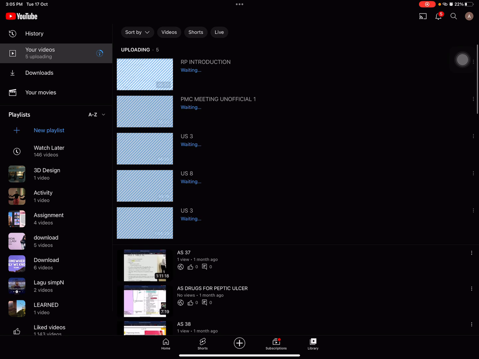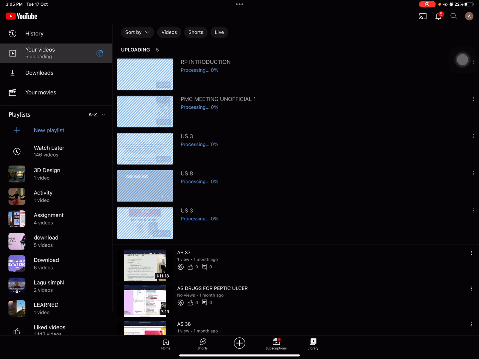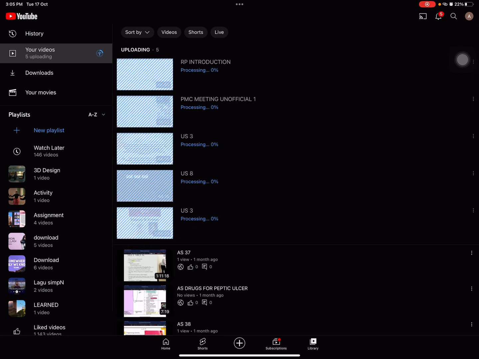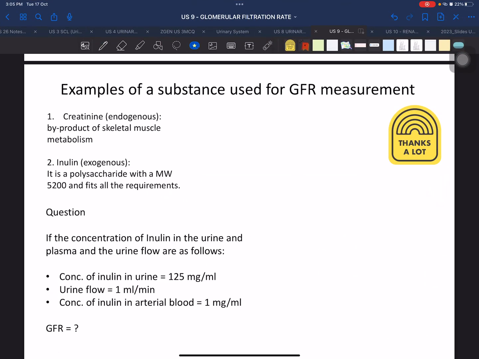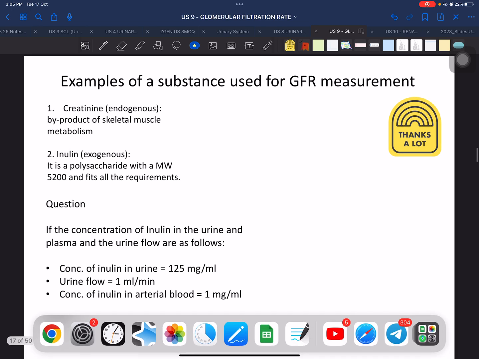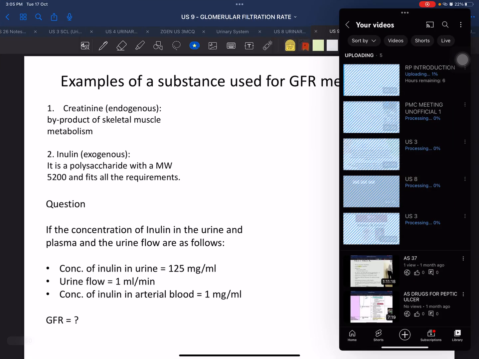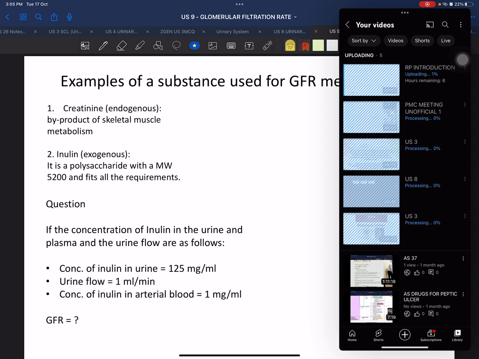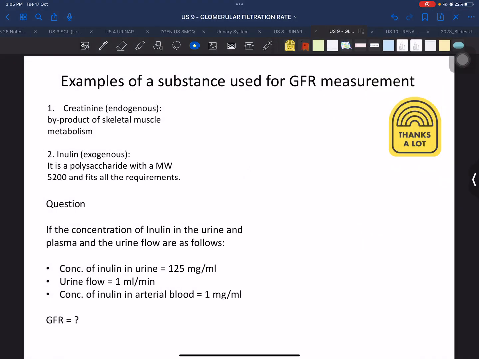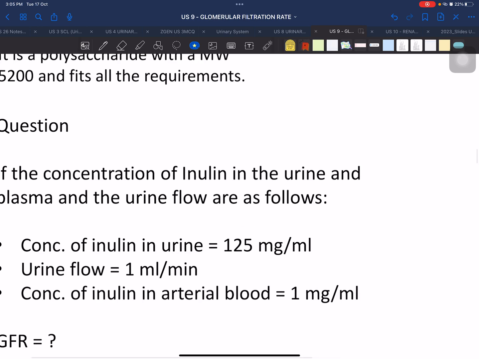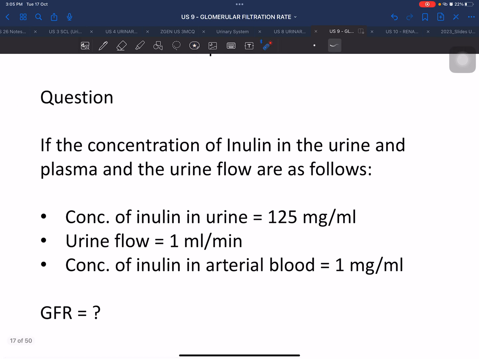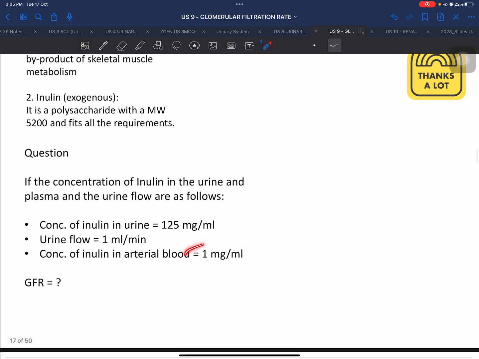For you to understand, for example, if you have the concentration of inulin in the urine, the urine flow, and you know the inulin concentration in the blood, you can calculate the GFR using the formula that I gave just now. So you will get a GFR of about 125 ml per minute.